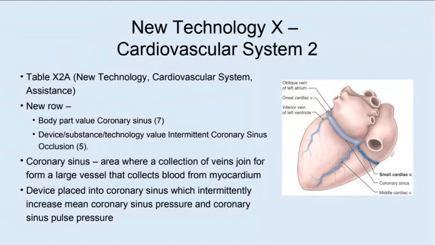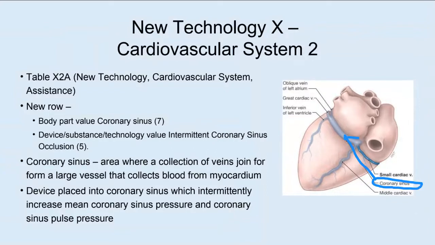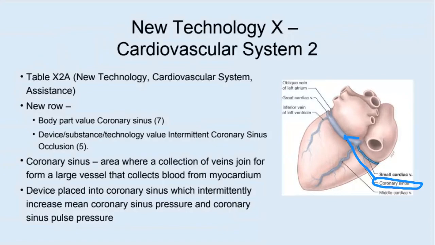There we go, right here. And that shows it's this one. So a device is placed in the coronary sinus, which intermittently increases the coronary sinus pressure and coronary sinus pulse pressure. So intermittent occlusion.